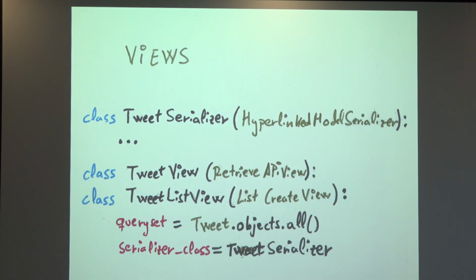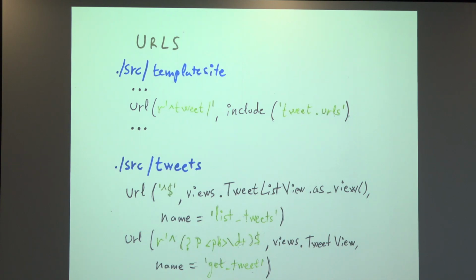As you can see, there's a concept called query set, which is how you should search through, which is search all the tweets and return them, and then the serializer that you're going to use, that you reference the other serializer. The URLs there are divided in two parts. One is in source template site, which is sort of like the root of the template. You have a /tweet. Please, in this part, add everything that comes in the application tweets.url.